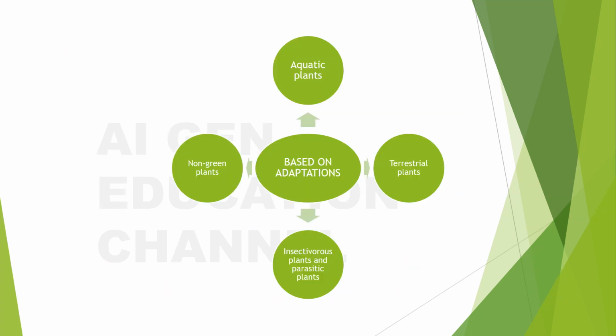Now based on adaptations, as you see, what are the plants? Aquatic plants, terrestrial plants, insectivorous plants and parasitic plants, and there are also non-green plants. You can find these many types of plants based on adaptations. So terrestrial plants will show some sort of adaptations, and aquatic plants will show some other type of adaptations. In the same manner, the other plants too. Now let us see what all these plants are about.